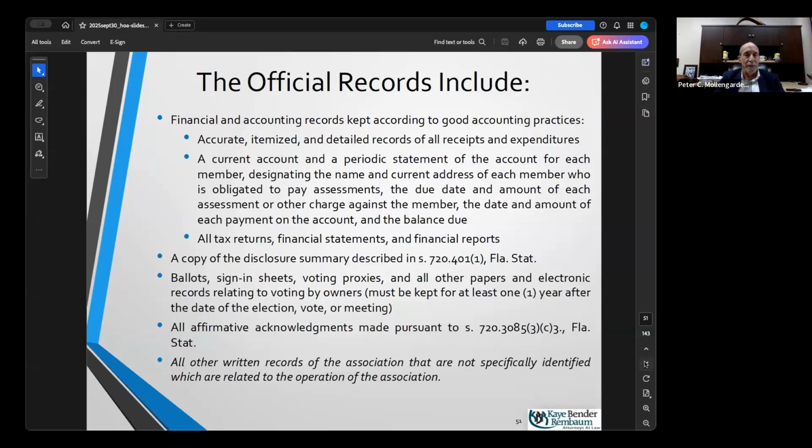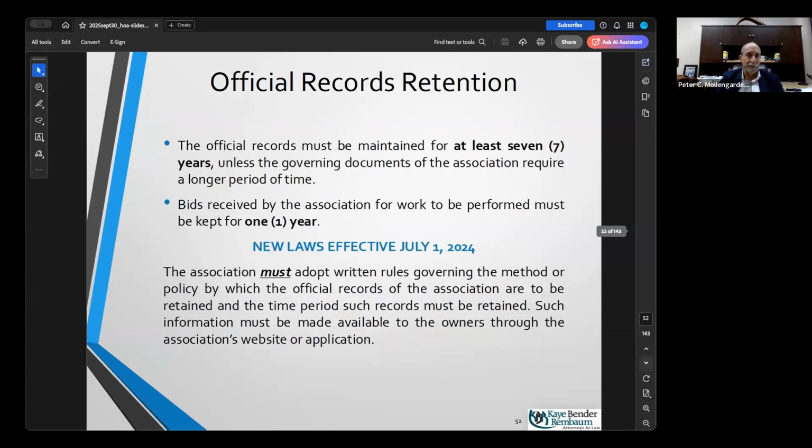And at the bottom, which is a catch-all, all other written records of the association that are not specifically identified above, which are related to the operation of the association. So the records are pretty broad as to what is included as an official record of the association. Now you have to maintain the official records for at least 7 years, unless your governing documents require a longer period of time to maintain them. Bids received for any work must be kept for at least 1 year.